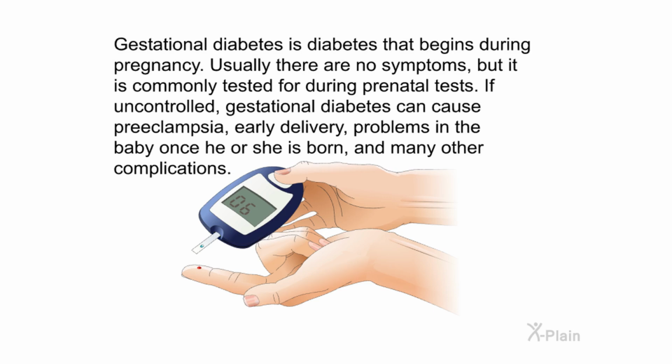Gestational diabetes is diabetes that begins during pregnancy. Usually there are no symptoms, but it is commonly tested for during prenatal tests. If uncontrolled, gestational diabetes can cause preeclampsia, early delivery, problems in the baby once he or she is born, and many other complications.